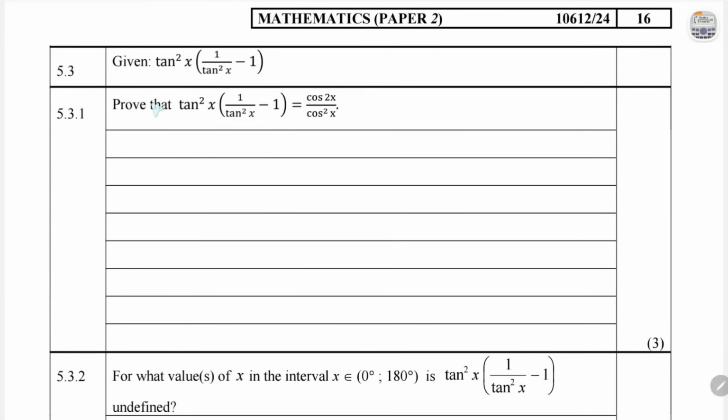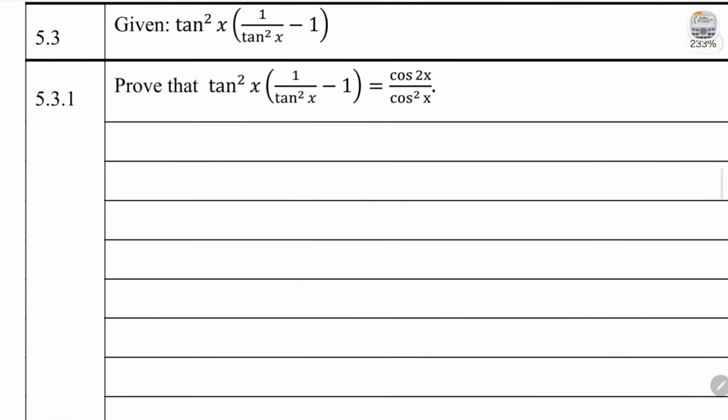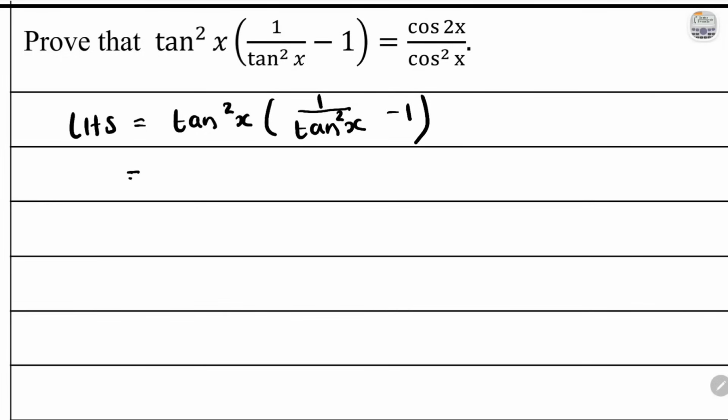Question 5.3 says, given tan squared x multiplied by 1 over tan squared x minus 1, we need to prove that the left-hand side is equal to the right-hand side. Okay, so go in with the left-hand side since we have things to simplify. We can simplify this by expanding using the tan identity, which is sine x over cos x. So this is going to be sine squared x over cos squared x.